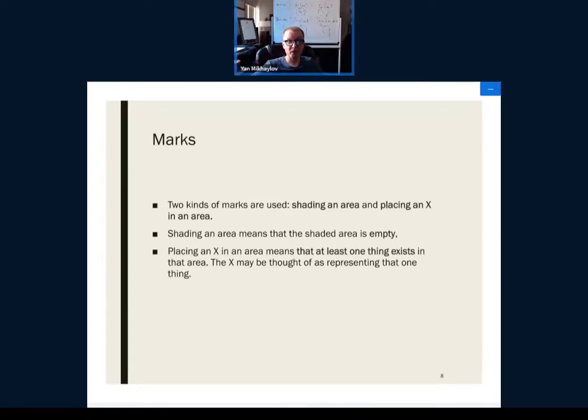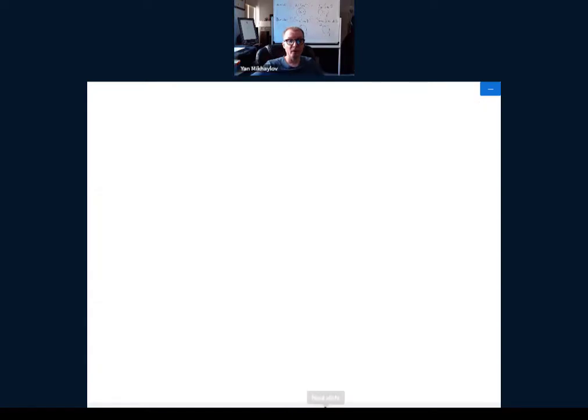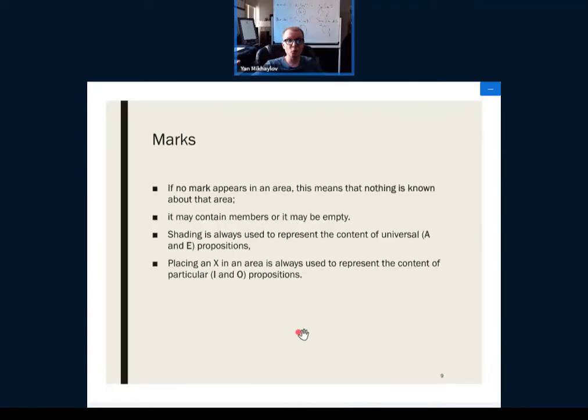How do we mark them? Well, we have 2 types of markings, shading and an X. And the shading will tell us that there is nothing there, and an X will tell us that there is at least one thing there. Now, keep in mind that if there is no mark, it does not mean that there is nothing there. It just means that there could be something there, or there could be nothing there.